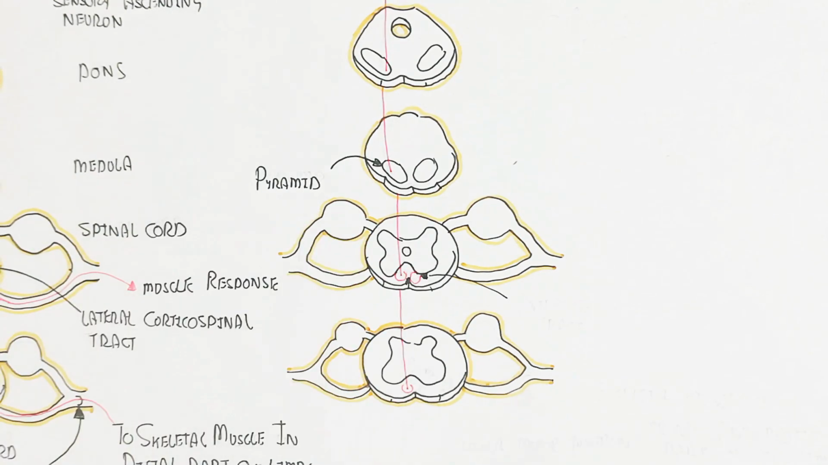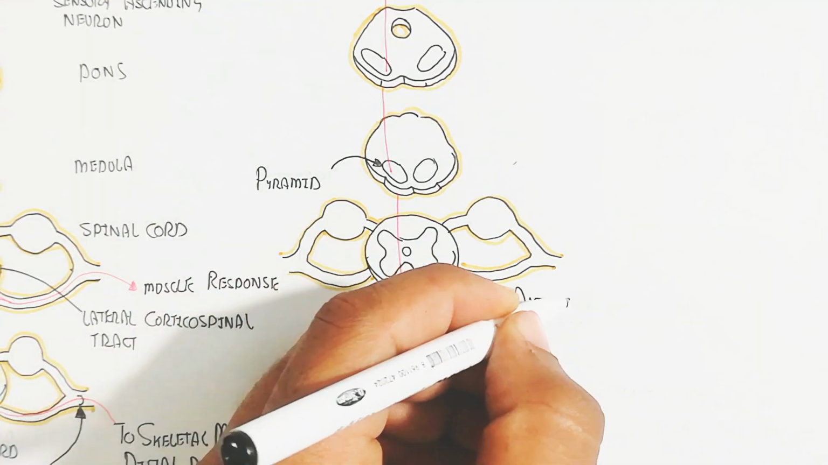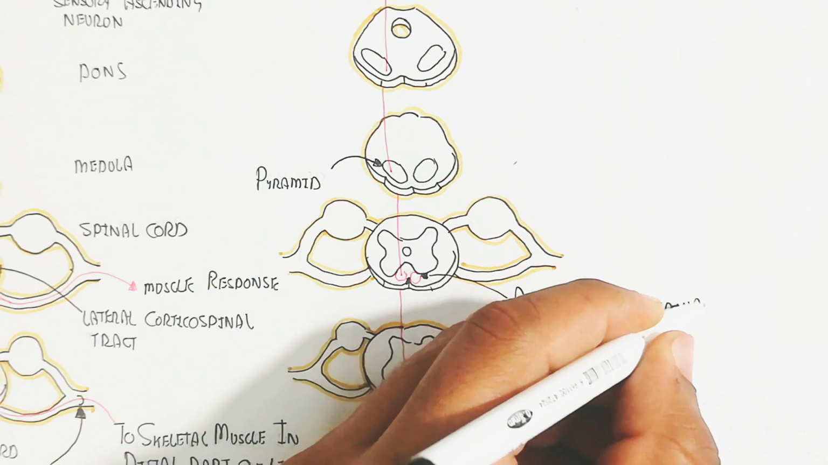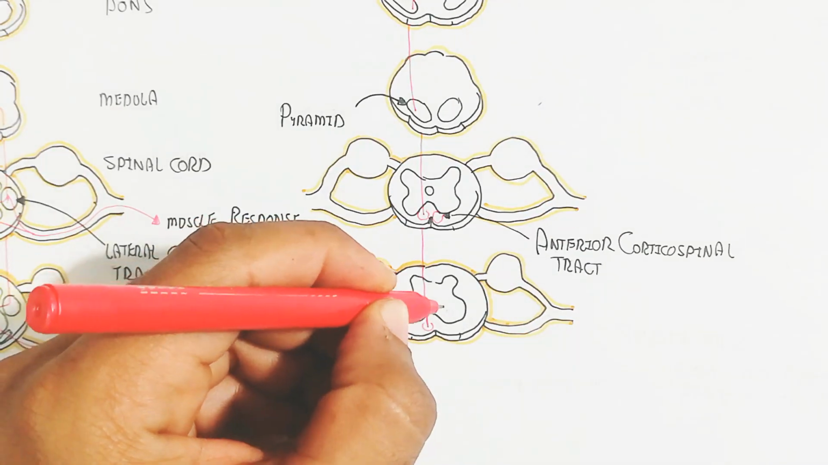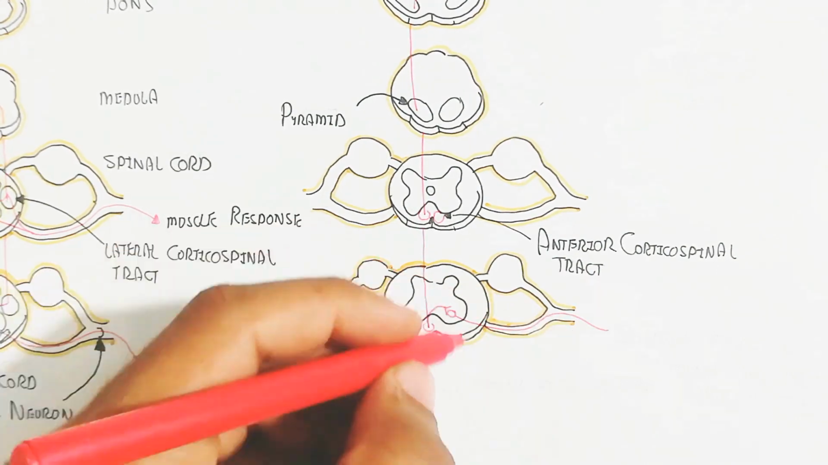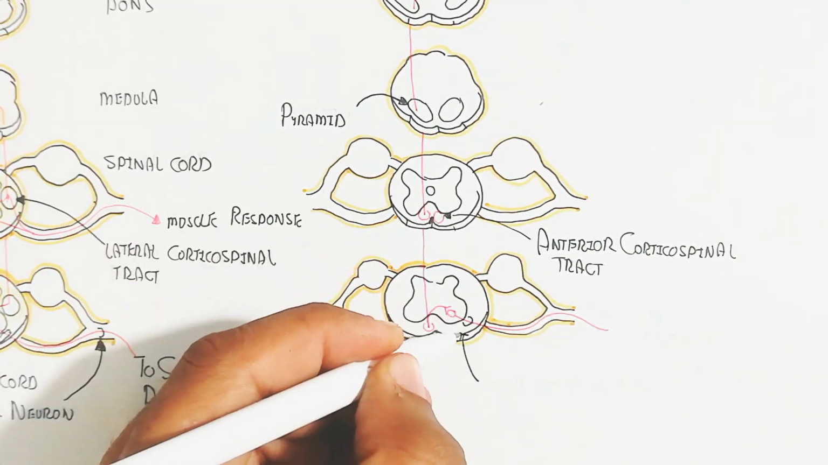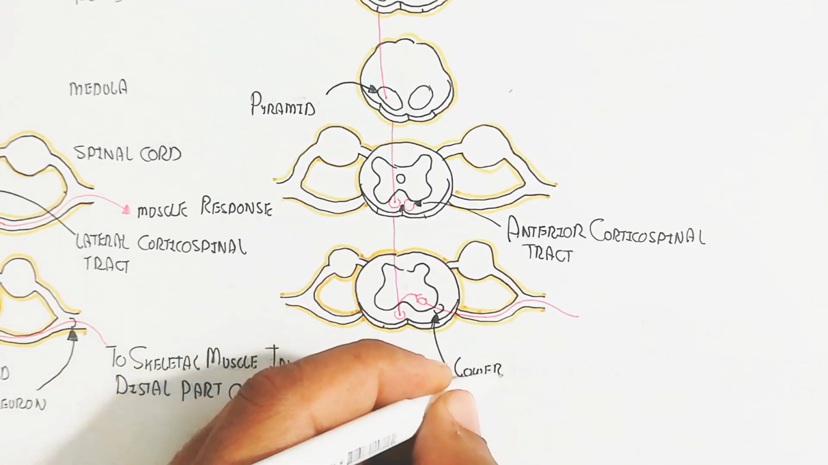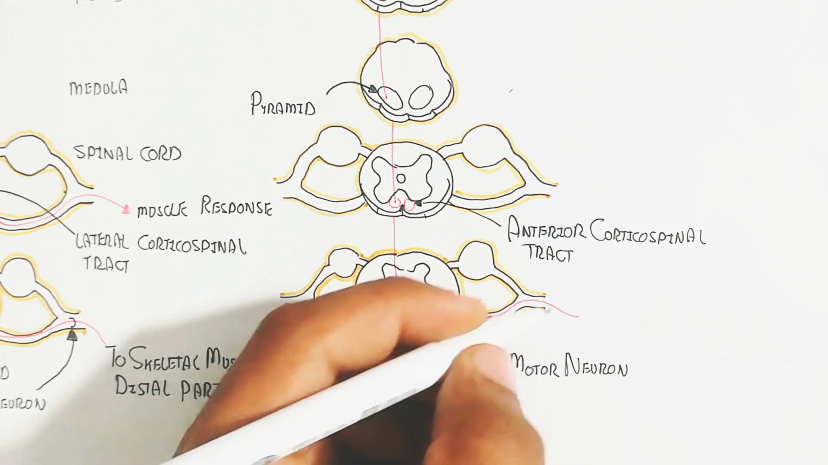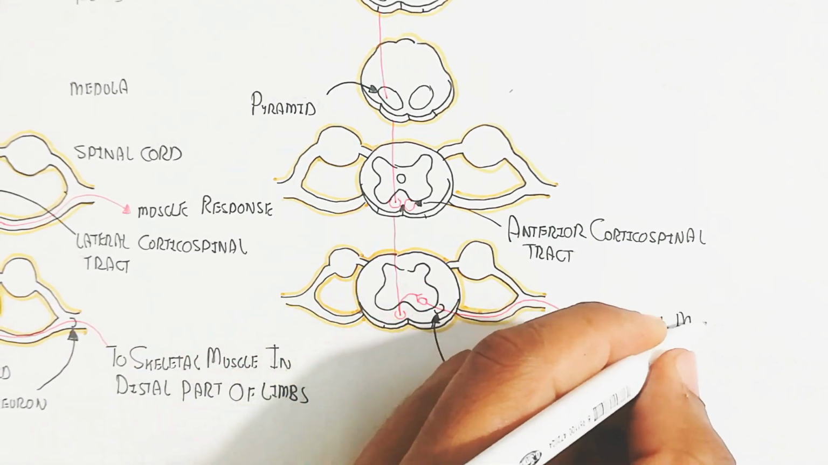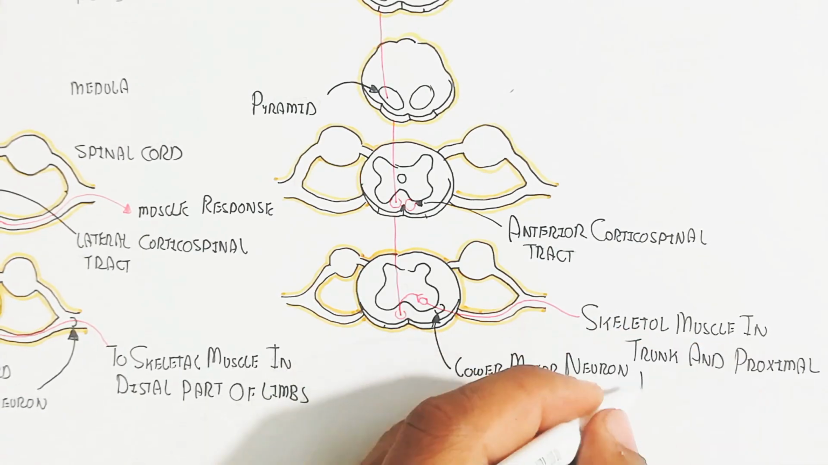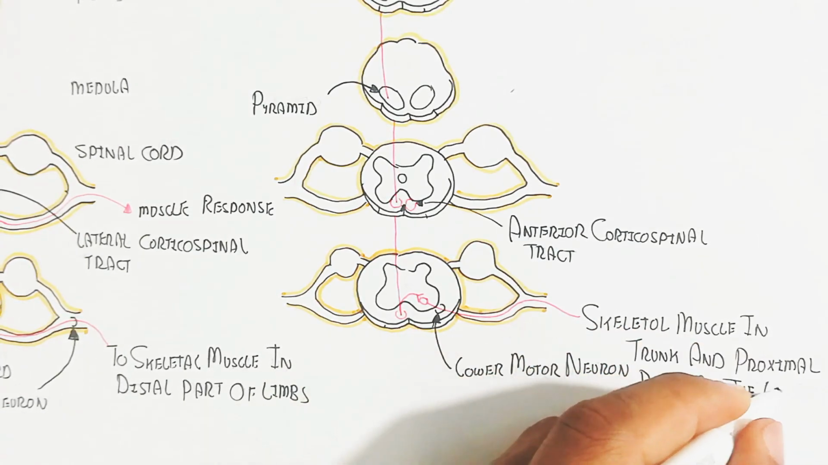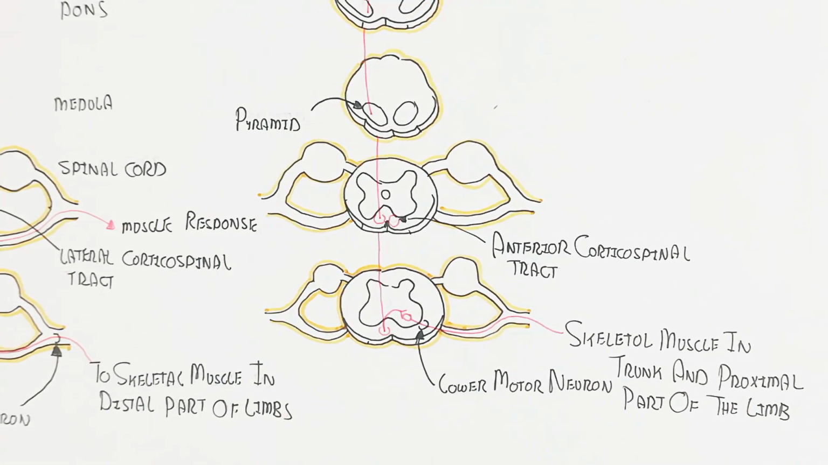The true motor neuron controls the skeletal muscle of the trunk and proximal part of the limb. The anterior corticospinal tract is basically the upper part, the proximal. That is why it controls balance, giving the response after sensations like pressure, touch, and pain, for example for adjustment of the body.